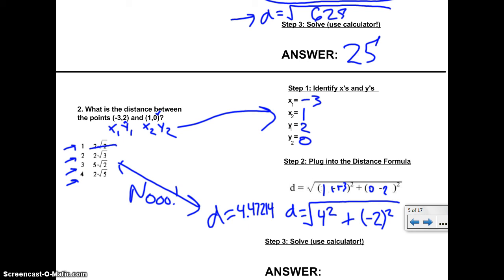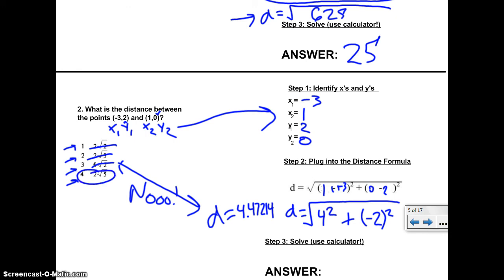Well, that's not right. So if you go to number 2, it's 2 root 3. We plug that in, we get 3.46. We're getting closer, but that's not right. Number 3 is 5 root 2. And when we do that one, we get 7.07. That's not right. Let's check though, make sure this last one works. 2 root 5. And it ends up coming out to be 4.47214.